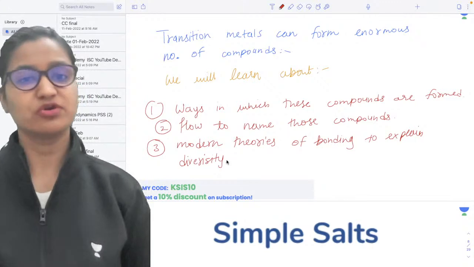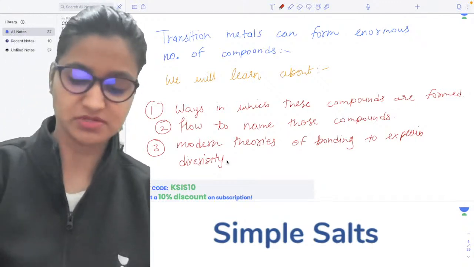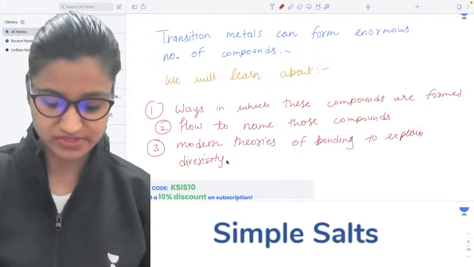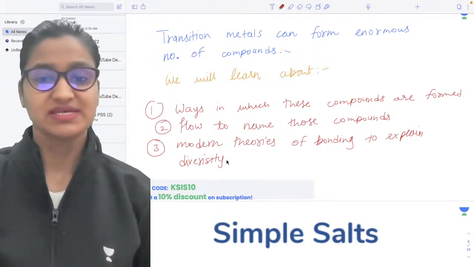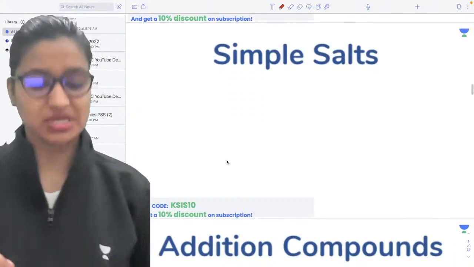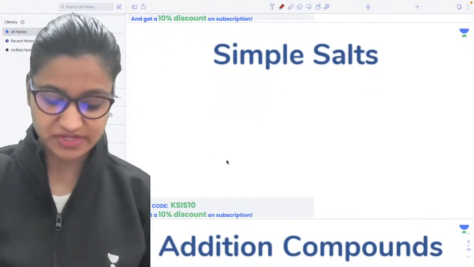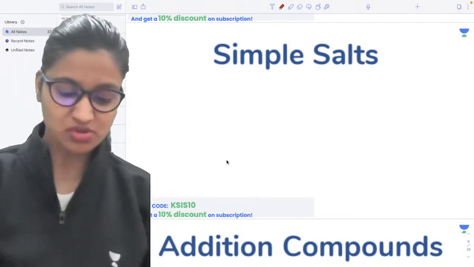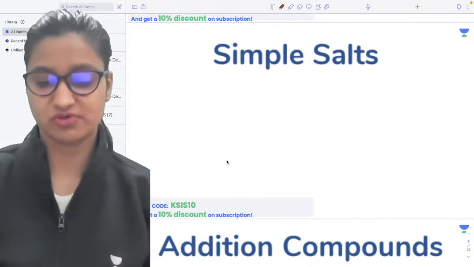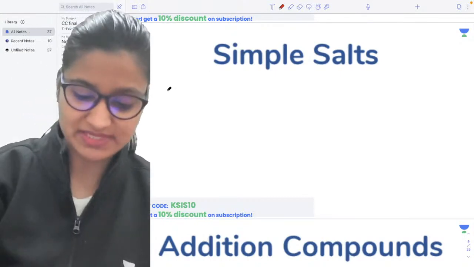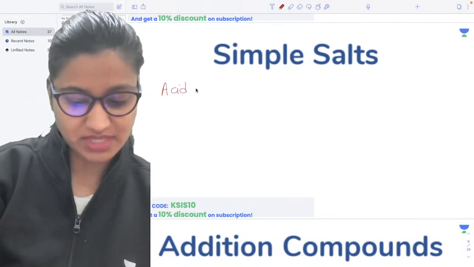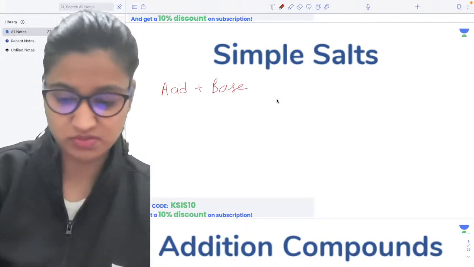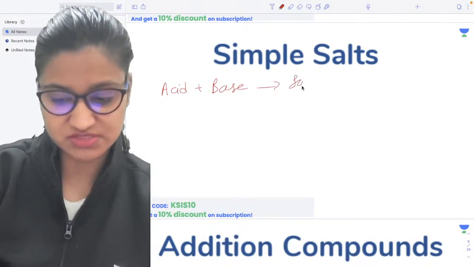Right. They form enormous number of coordination compounds, okay? And we have already done that they are colored as well, okay? So yes, now we will start the chapter from the very basics. So the very first thing is simple salt. What is this? Simple salt. So how are simple salts formed? See, if I take simply one acid and mix it with base, acid base reaction, ठीक है? तो क्या होता है? What is formed? Salt plus water is formed, right?